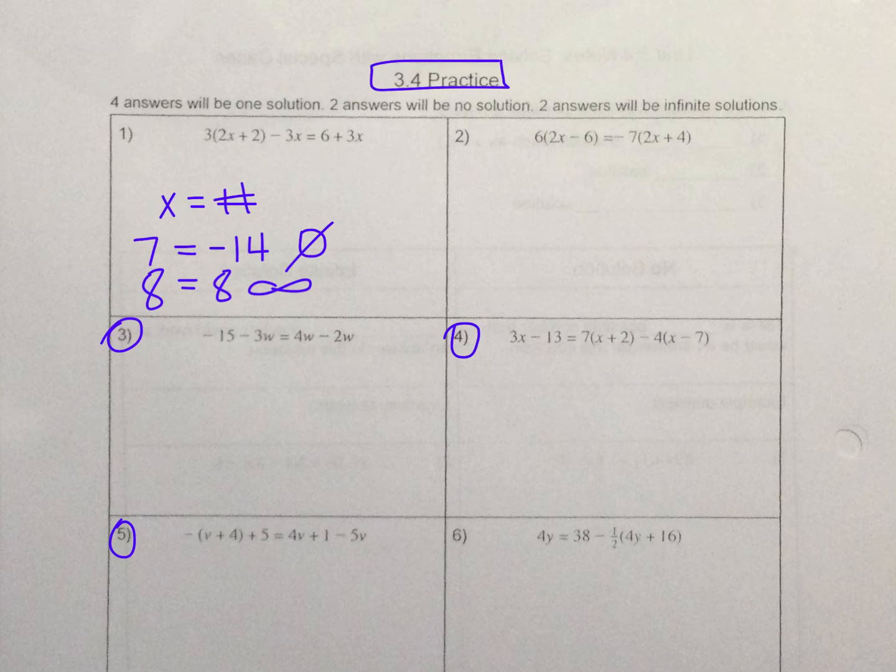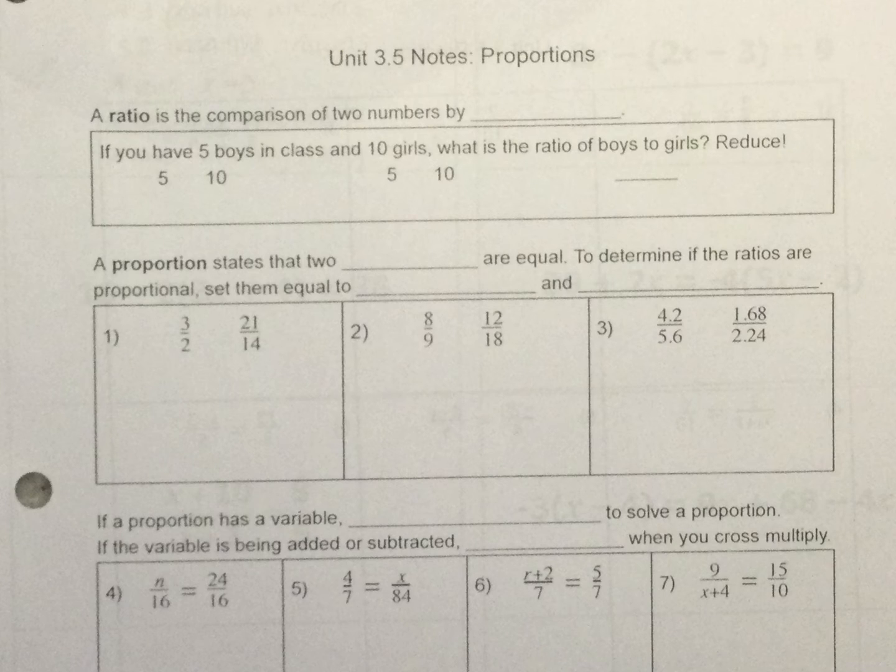When you're done, I need you to get out your 3.5 packet. We're moving on. All right, in 3.5, we're going to talk about proportions and ratios. A ratio is when we compare two numbers by division. So, if I have 5 boys in class and 10 girls, what's my ratio of boys to girls?